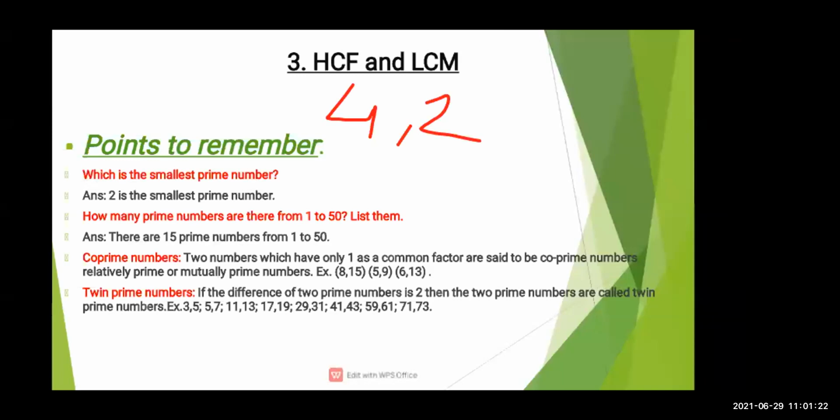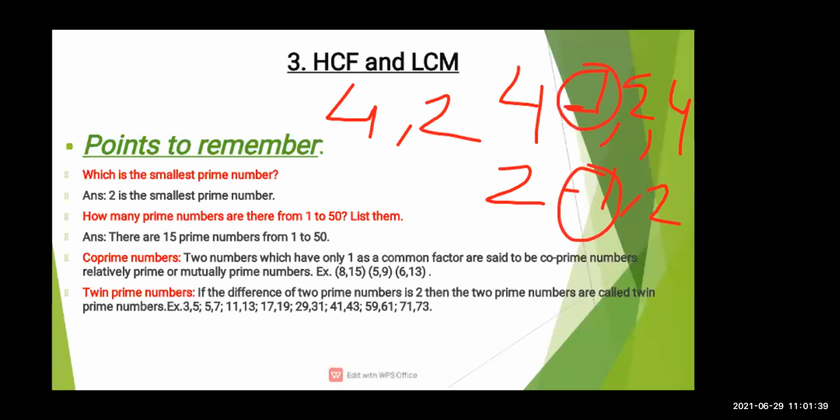चलो हम लोग वो solve करके देखते. 4 का factor क्या है? 1, 2 और 4. 2 का factor is 1, 2. Now the common क्या है? 1 and 2 also. दो common आए. So is it twin prime number?